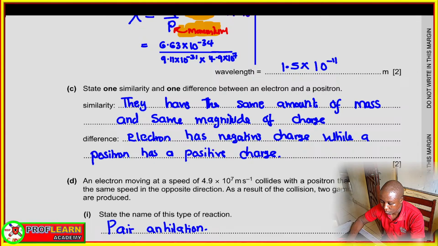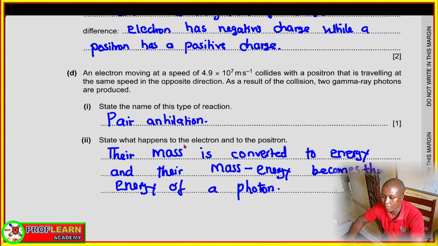So we need to look further. What is the other question? State the name of the type of reaction where a positron collides with an electron and gamma photons are emitted. This is what we call pair annihilation. And exactly what happens here is that mass is converted to energy.